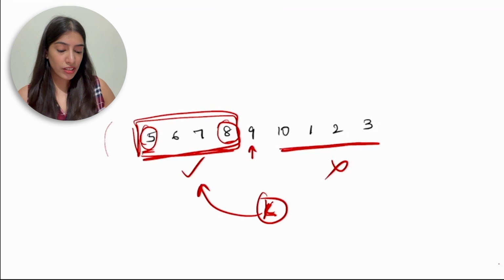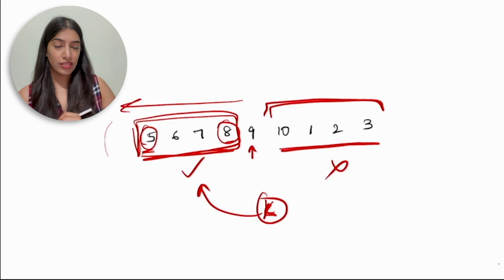If k is greater than 8 or less than 5, then we know that it will not exist on the left side. Then it is possible that it exists on the right side, right?